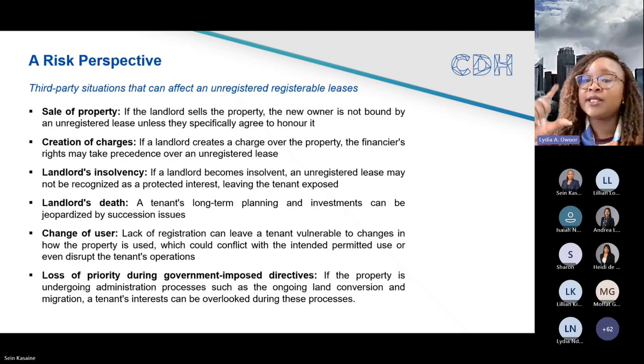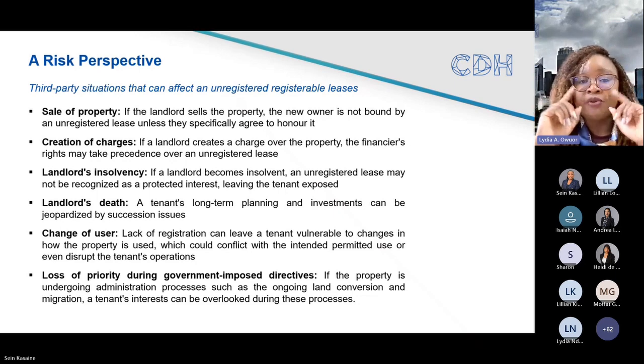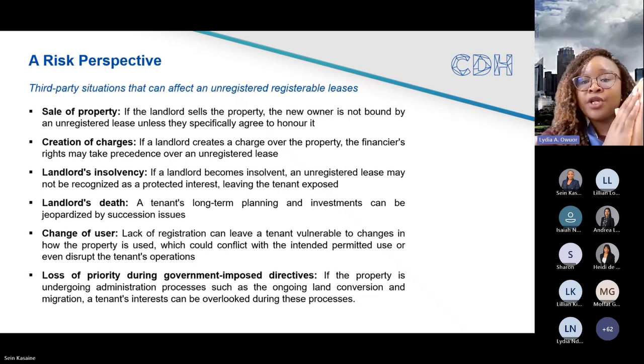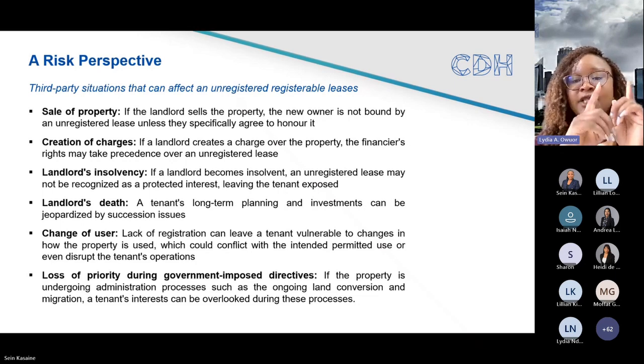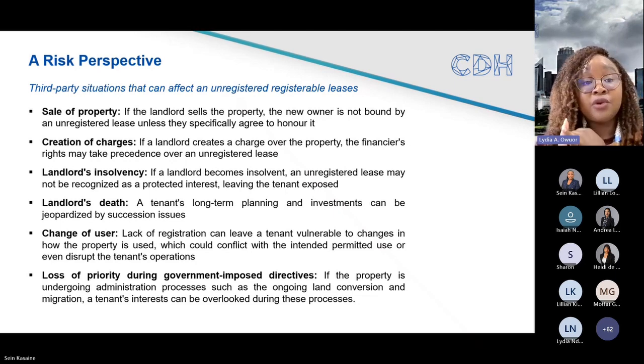And within that conversation, I said, being in a leaseholder position protects you against third-party situations that can interfere with your lease. Now, let's look at some of these third-party situations that can affect an unregistered, registrable lease. I'm trying to be very particular about that, yeah? So we are simply focusing on leases that ought to be registered, as we've seen under Section 58(3), and how third-party situations can affect unregistered, registrable leases. So number one, as you can see on the slide, sale of the property.